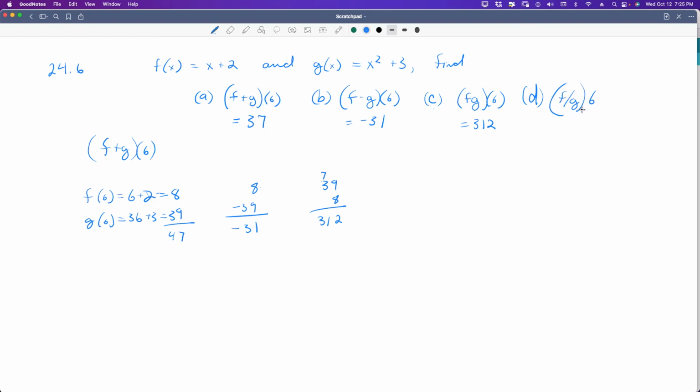And so then the same thing would be here. f divided by g. So we have 8 over 39. There's really nothing we can do with that. I mean, there's no factors of 39 that are in 8, so the answer is just 8 over 39. That's it.